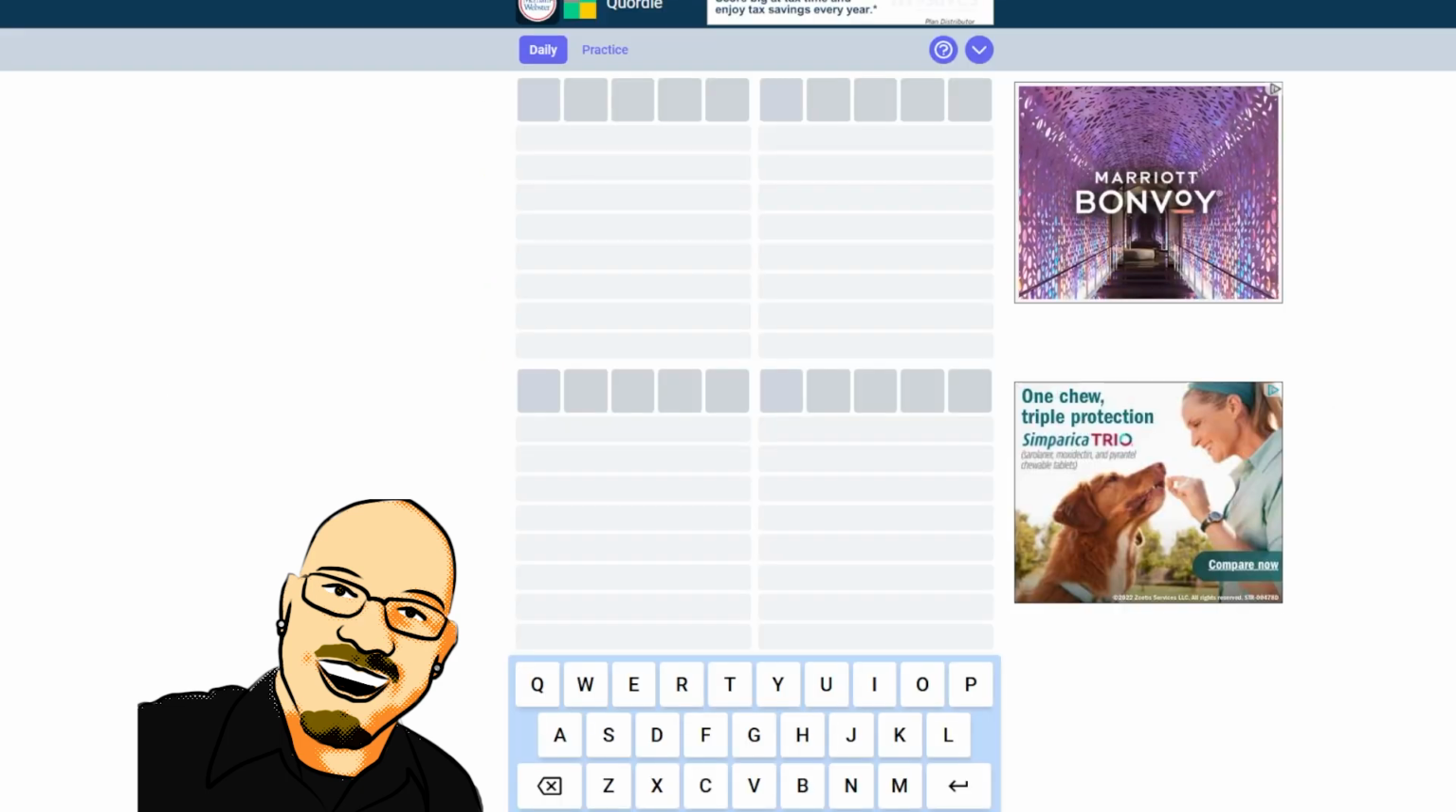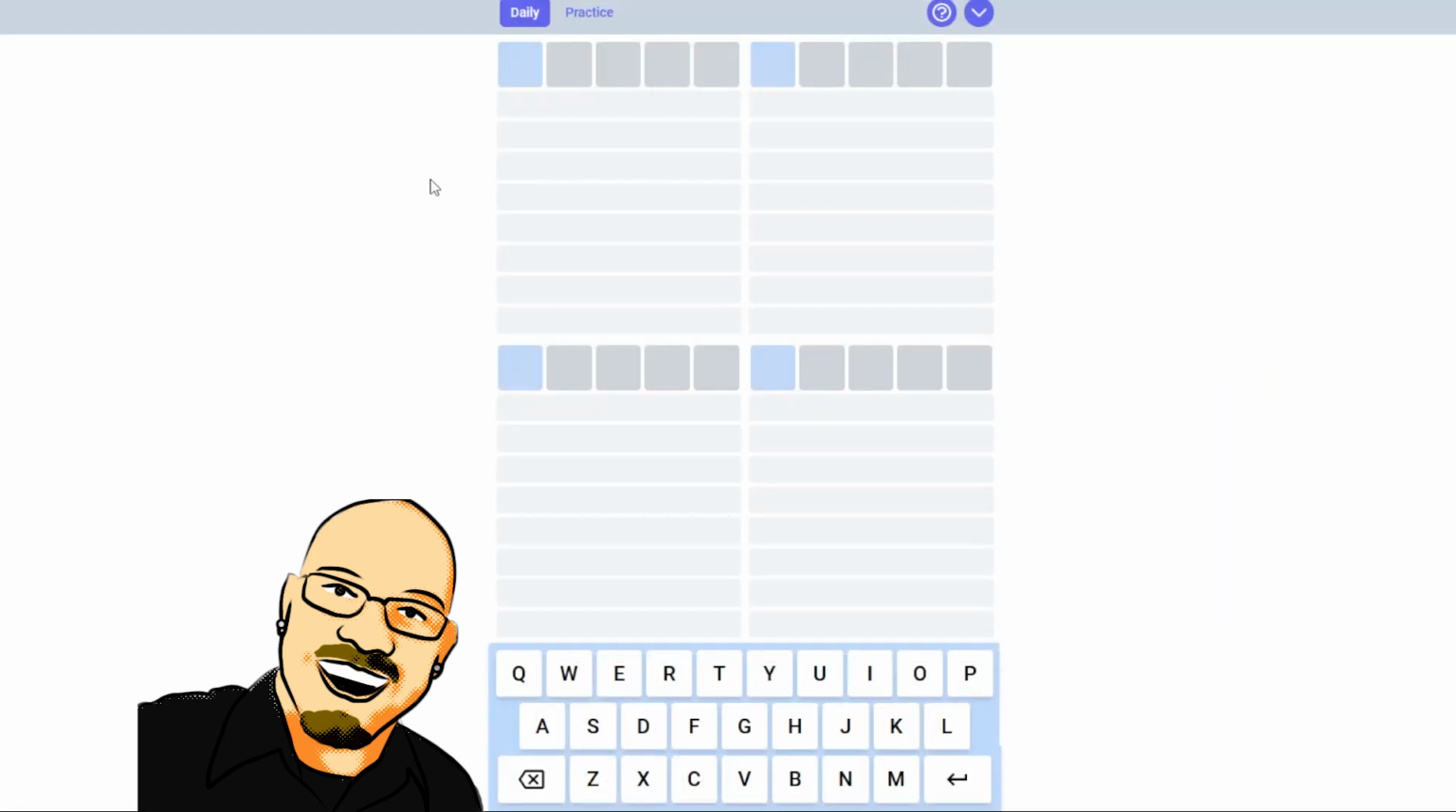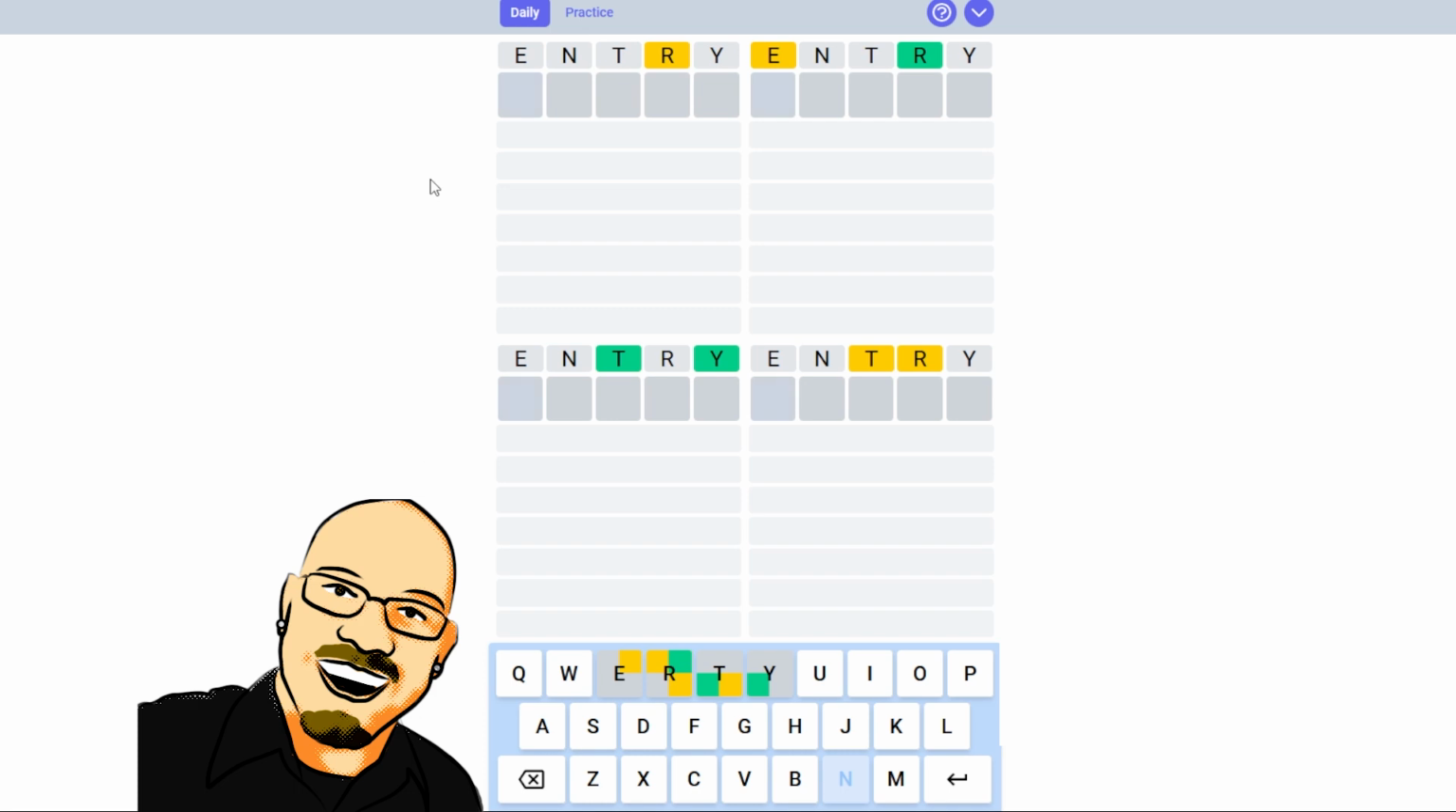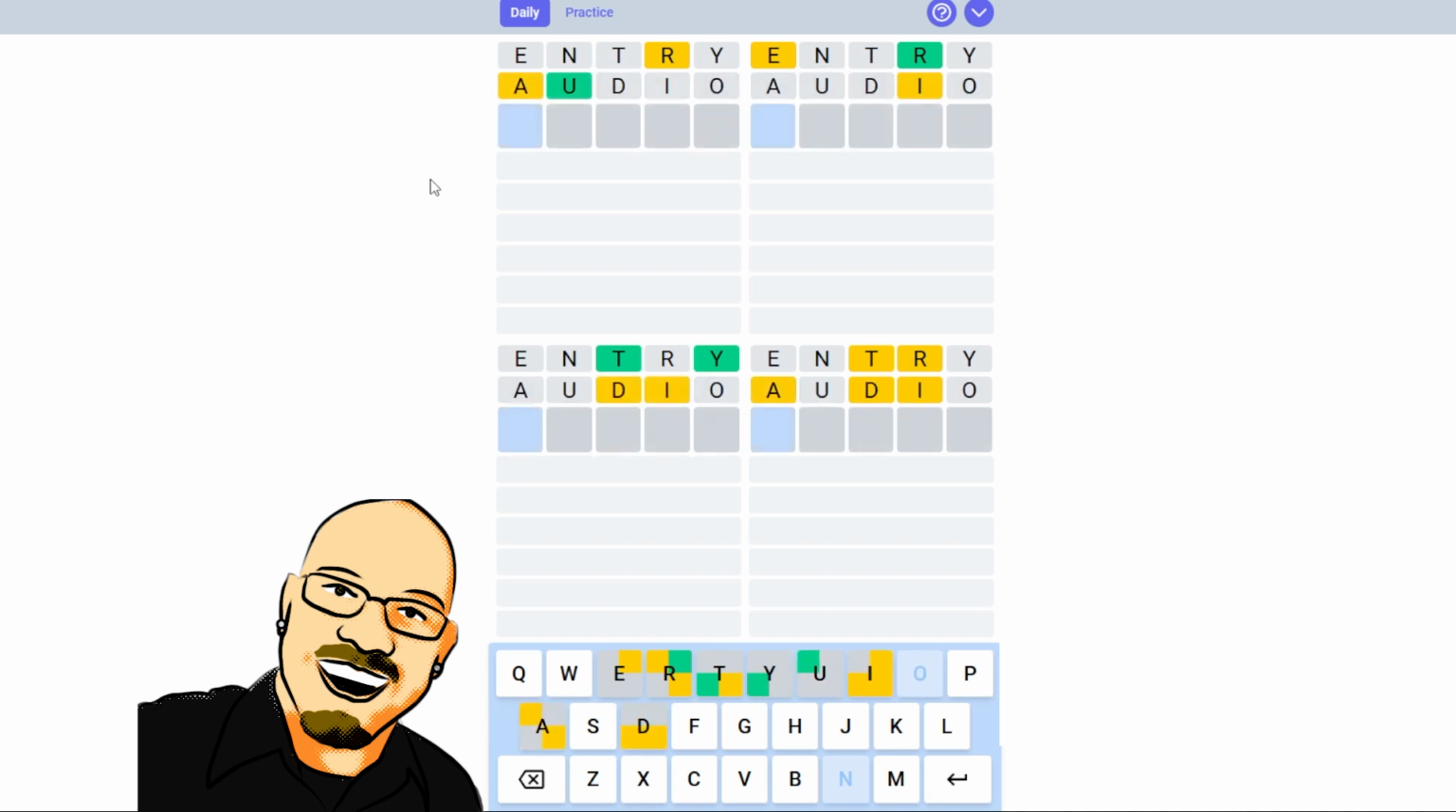Alright, moving on. Let's move on to this Quordle. Get rid of those ads. We don't need those. Entry. Alright, some good info here. But yes, we have two puzzles without vowels. Let's move on to audio.